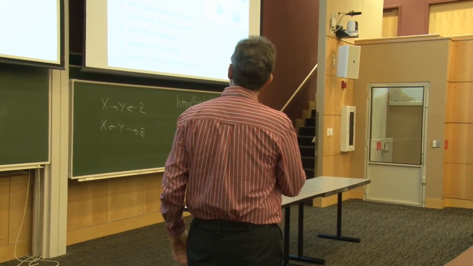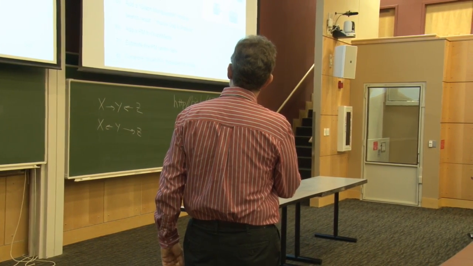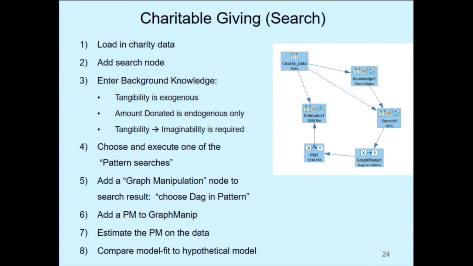And then the third thing is much more controversial: that the tangibility experimental yes or no condition was required to have a direct influence on imaginability. So you're going to have to figure out how to put that in if you want to put that in.